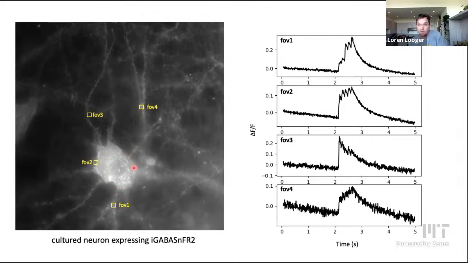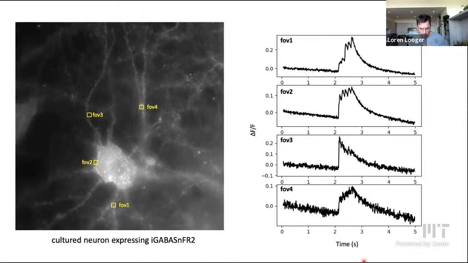And just to show you, I do think this is going to be useful. This is now high resolution imaging of a cultured neuron, and you can see that you're getting, at these different fields of view along the cell body, dendrites, and axon hillock, really different release profiles for GABA. So I think that's going to be super useful.